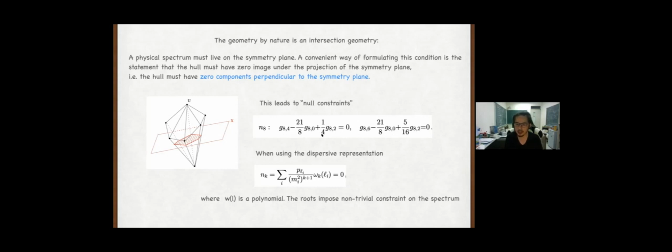Now, each of these couplings has a dispersion relation representation, so we can just plug in the dispersion relation representation. In the end, we get a function of this form. It's a positive sum, a function of L, and the point is that this has to be 0. By looking at this function itself, we can see that the position of its roots will impose non-trivial constraints on the spectrum.